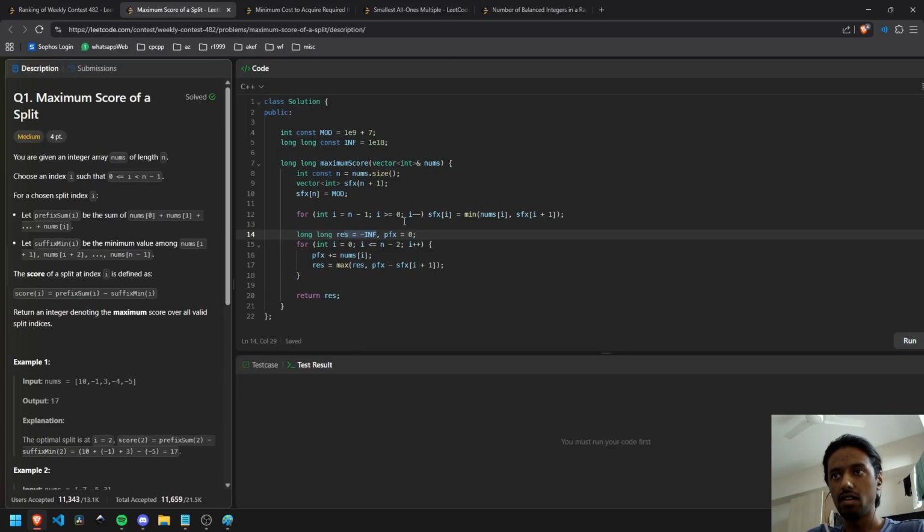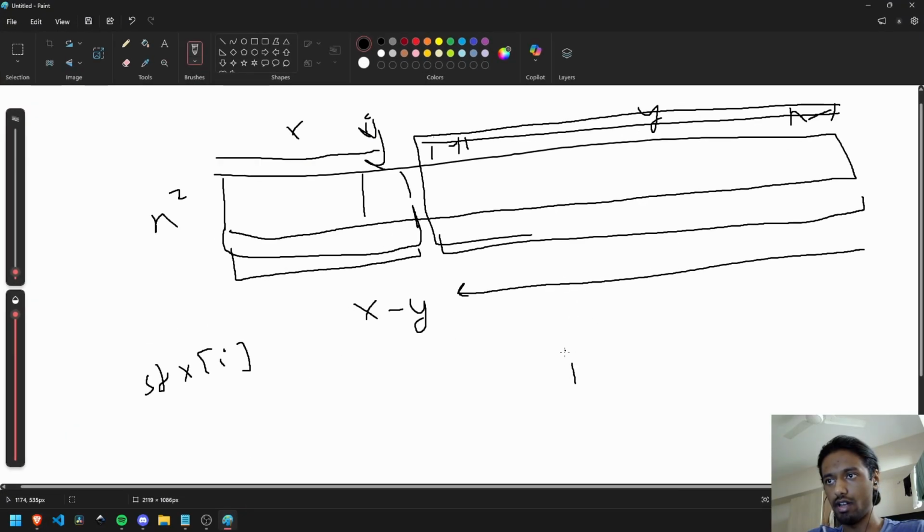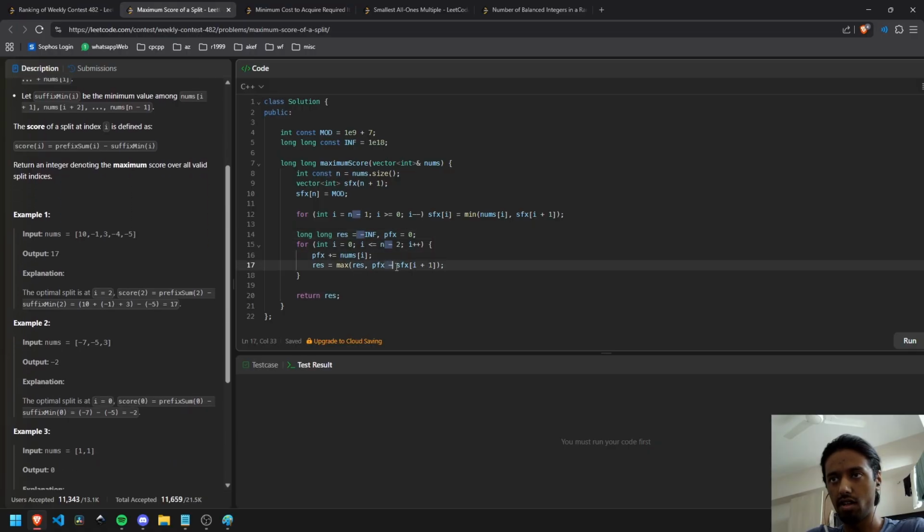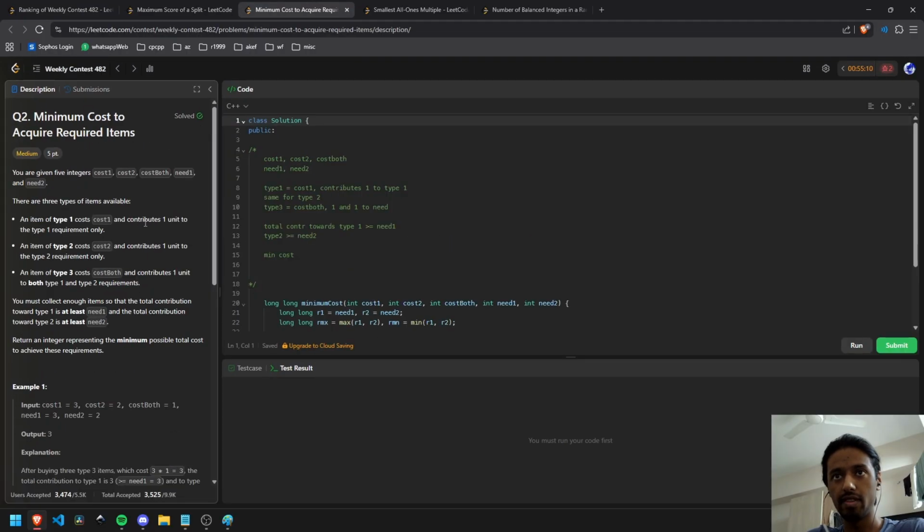A mistake I made during the implementation was that I was checking for the final index as well. Like when I was at n minus 1, I was doing the check for suffix I plus 1, which becomes my infinity value, so it was giving an inconsistent result. And also, I had the wrong operator here.